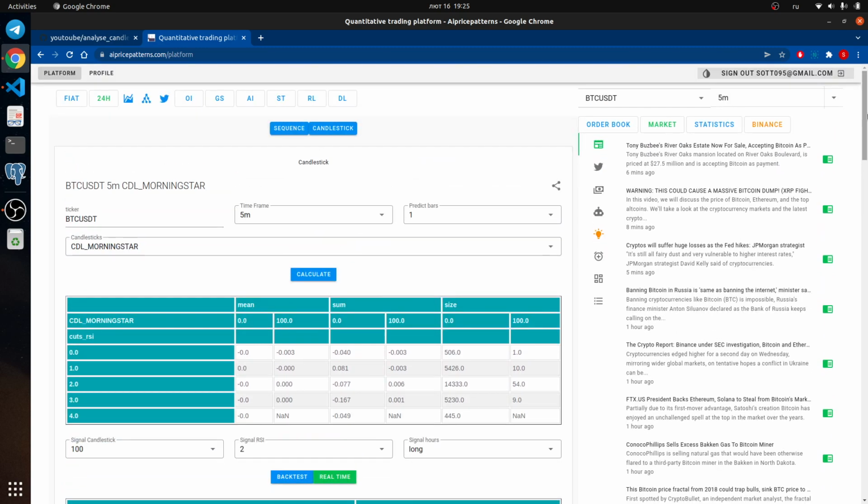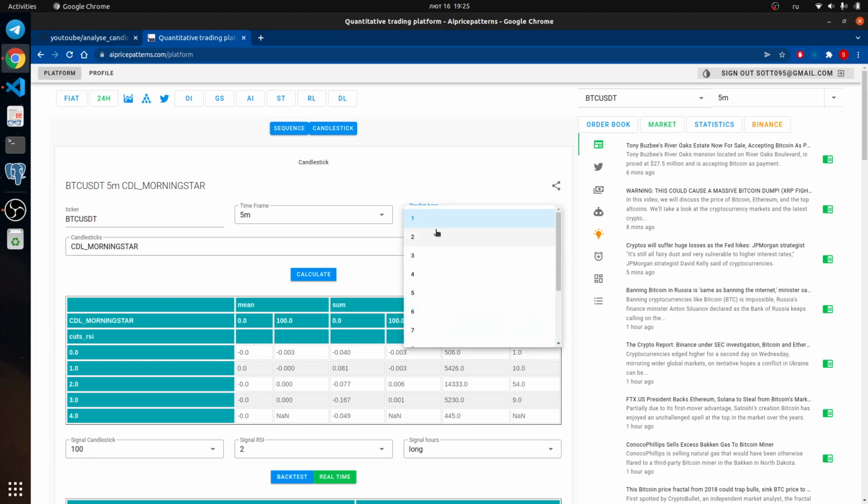So you could create research and analyze what happens with candlestick patterns to improve your trading and understand what happens with price in the next bar or after 2 bars.